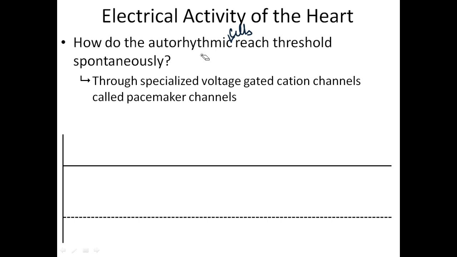Well, let's do a little bit of reviewing here. So the fact that they are gated, what does that mean? Well, gated means that they can open and close, and they have an open state and a closed state. Cation channel, what does that mean? Well, technically it means it allows any positively charged ion through it, but the primary ion that's going to be going through it is going to be our calcium.